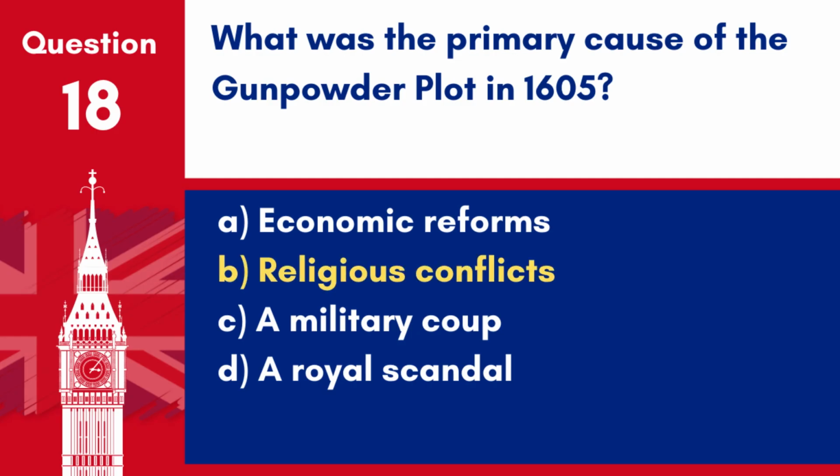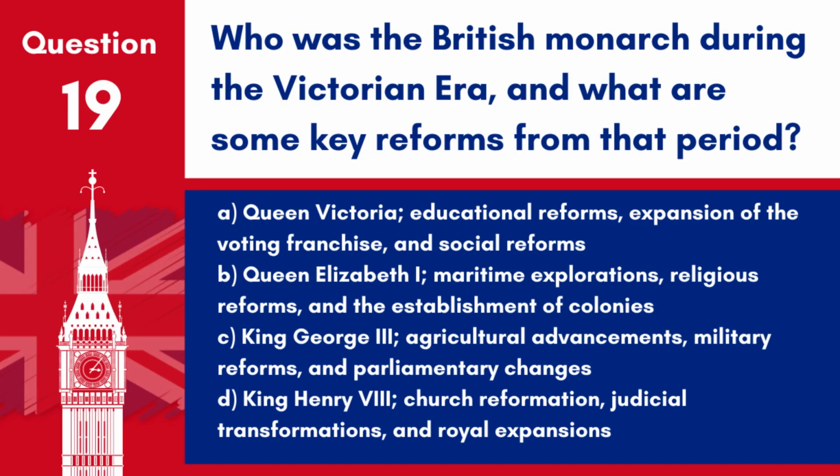Answer: B. Religious conflicts. The Gunpowder Plot of 1605, in which Catholic conspirators, including Guy Fawkes, attempted to blow up the Houses of Parliament, was primarily motivated by religious conflicts and the desire to end Protestant rule under King James I. Question 19. Who was the British monarch during the Victorian era, and what are some key reforms from that period?